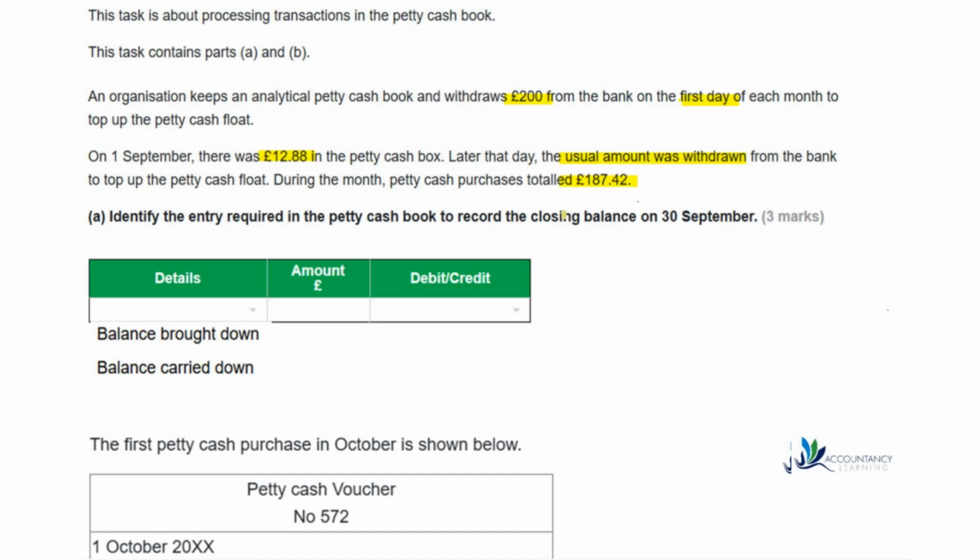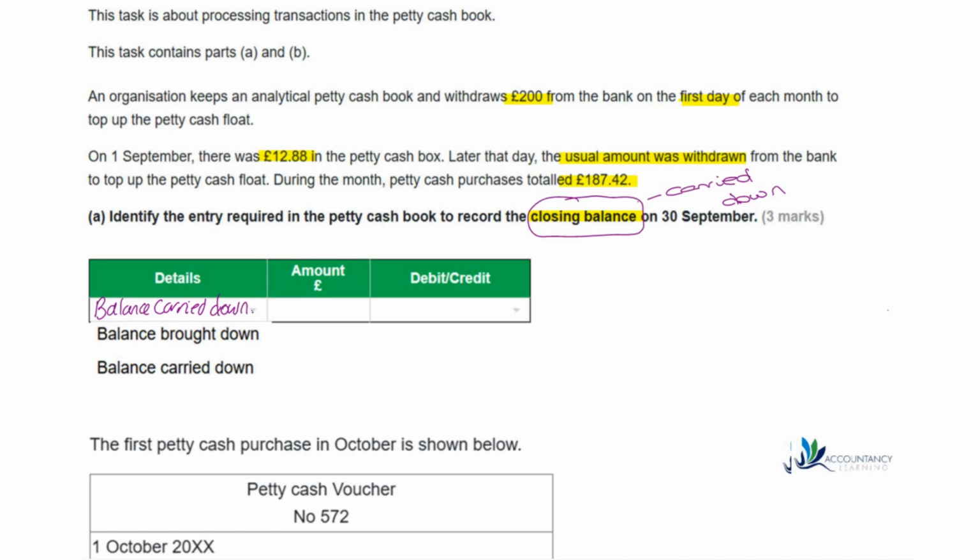Part A asks us to identify the entry required in the petty cash book to record the closing balance on the 30th of September. Now, for this question, you need to really make sure that you focus on closing balance. The way that I remember this is the closing balance is the same C, so we're looking for our carried down balance. So it's 2 C's, closing carried. That is going to be your carried down balance. So it answers the first part of our question. This is going to be balance carried down.